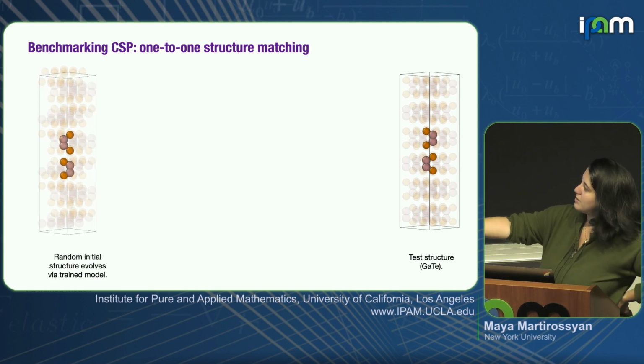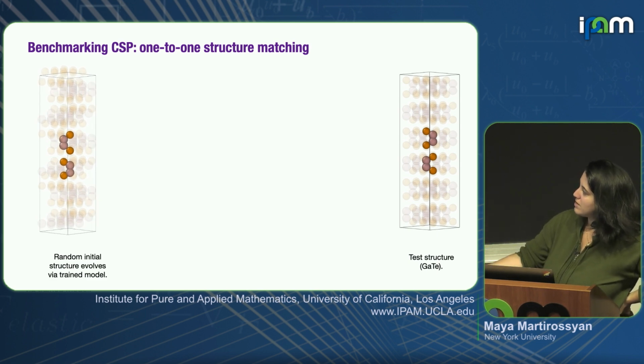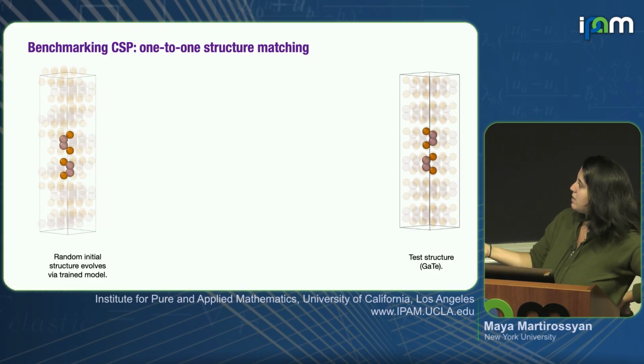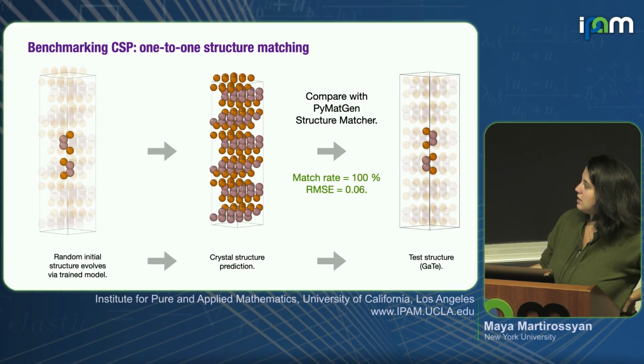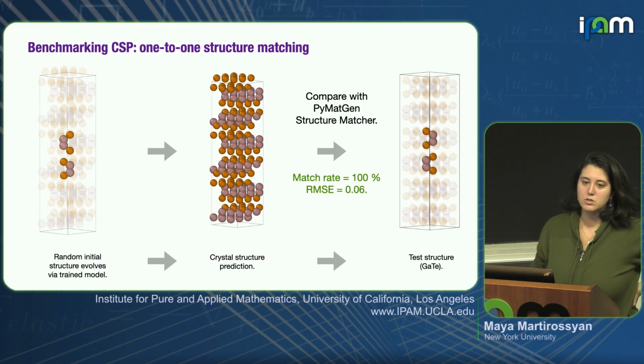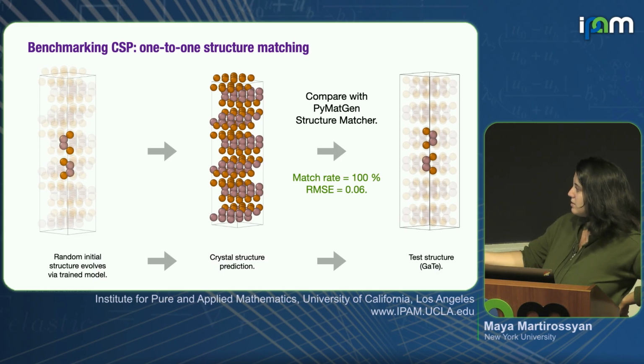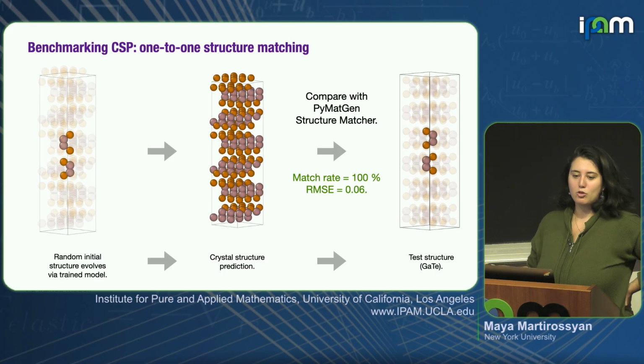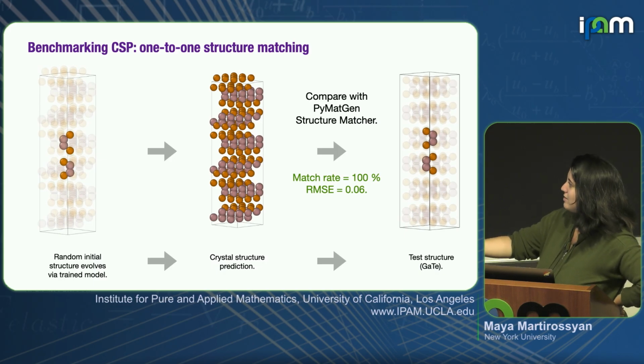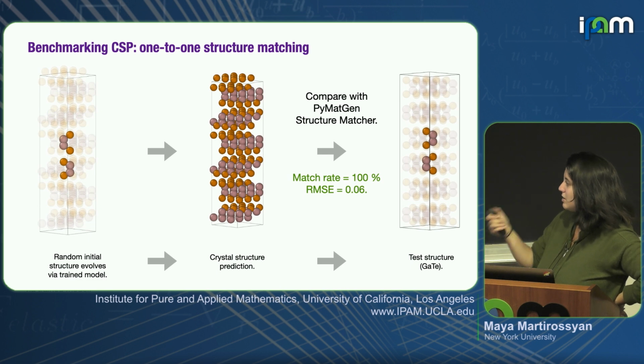And then we're going to see, is this structure that we predicted going to match the one from the data set? We use this thing called structure matcher, and we say, okay, this was a match, and then we assess the quality of that match, which is the root mean squared error between the sites. It's this number. I can tell you qualitatively what's a good value. Anything in the tens digit is bad. In the hundreds digit, it's good.